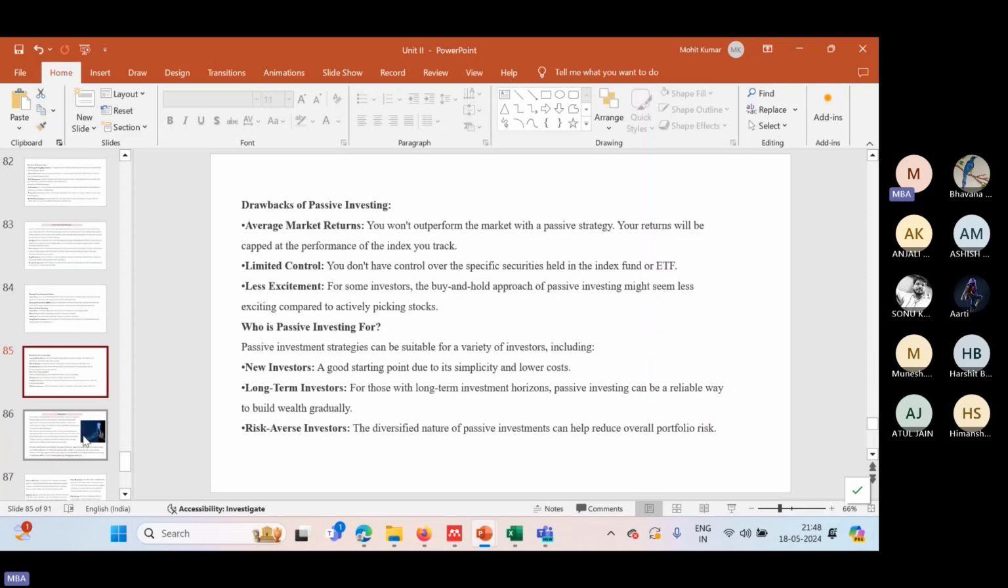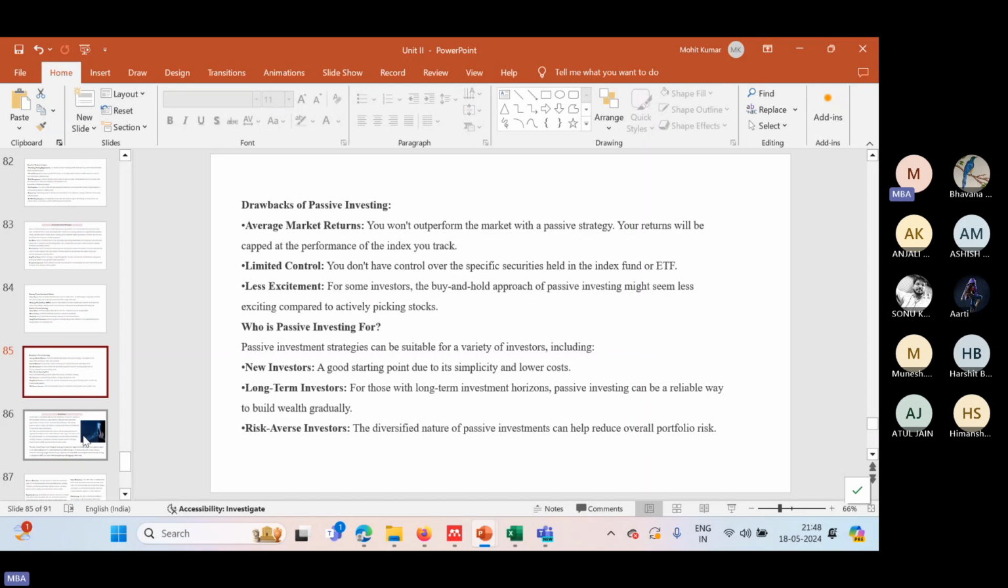Okay, these are some drawbacks of passive investing. It gives only average market returns because you are just focusing on an index, and that index is very diversified. So you are dependent on that market sector, on the banks, those indices and all, and obviously you cannot beat the market. You can only beat the market when you are taking active decisions, doing your fundamental and technical analysis.